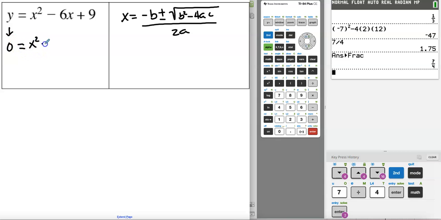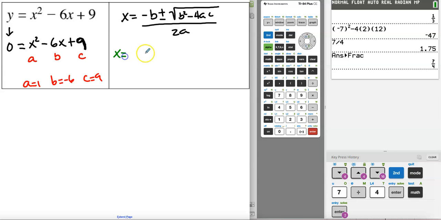We have x squared minus 6x plus 9. So where is my a value, b value, and c value? And that is a 9, not an a. Let me make that look like a 9. Okay, so over here I know that my a is 1 because the coefficient is 1. My b is negative 6, and my c is positive 9. So I know my values. So now I'm going to come over here and plug it in.